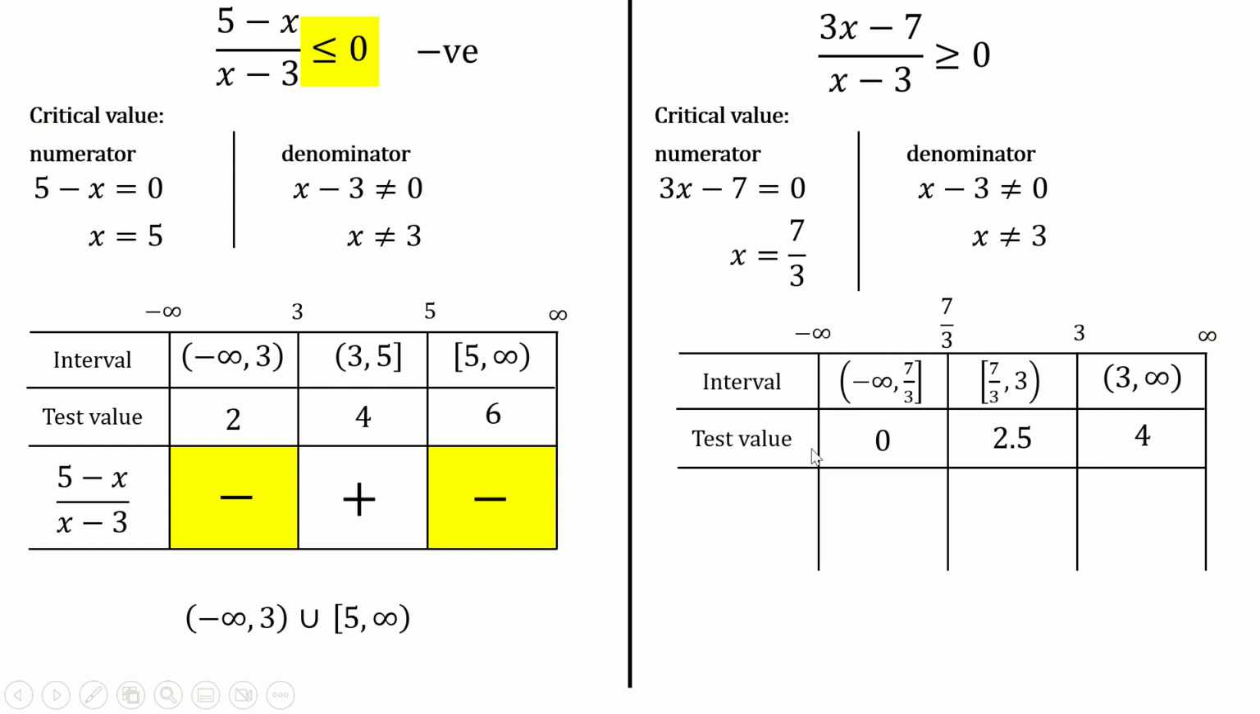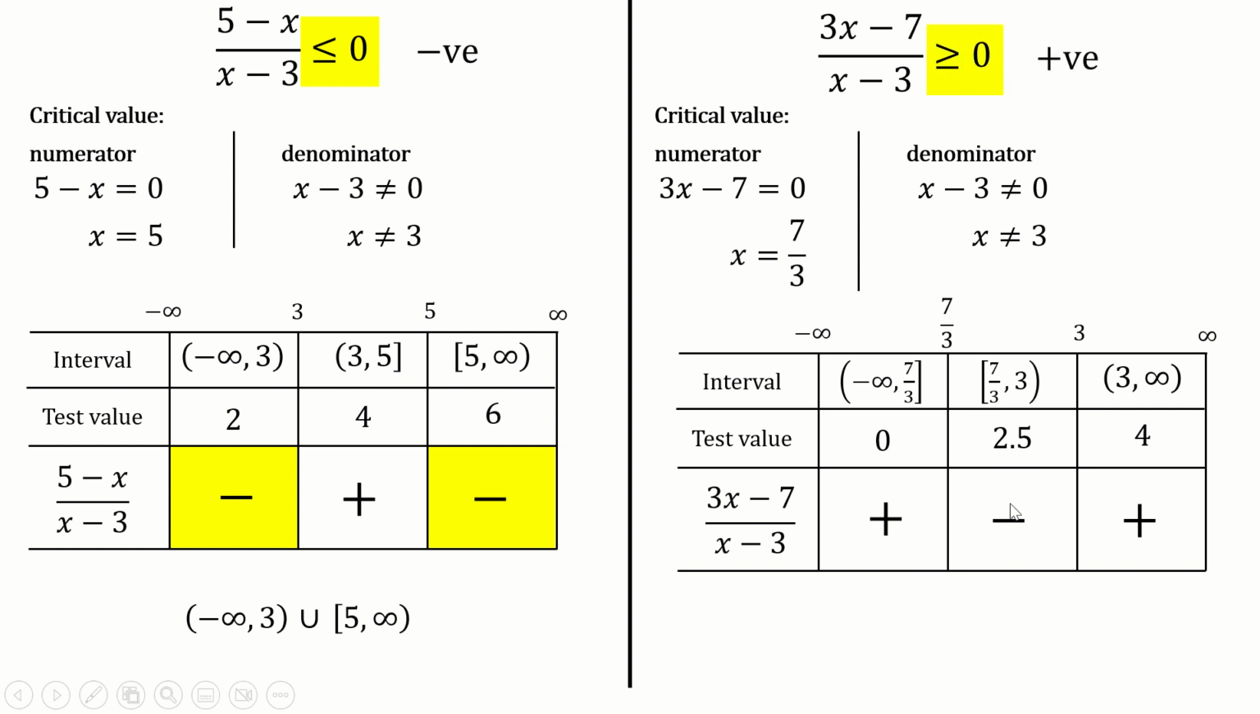Right, so we substitute all these test values into the fraction, which is (3x minus 7) over (x minus 3), and we just want to see what the sign is. If we substitute 0 here, we get positive, and if we substitute 2.5, we get a negative value, and if we substitute 4, we get a positive value. For this question, we want the inequality greater than or equal to 0, which is a positive value. So the interval is the positive result, which is from negative infinity to 7 over 3, or from 3 to infinity.